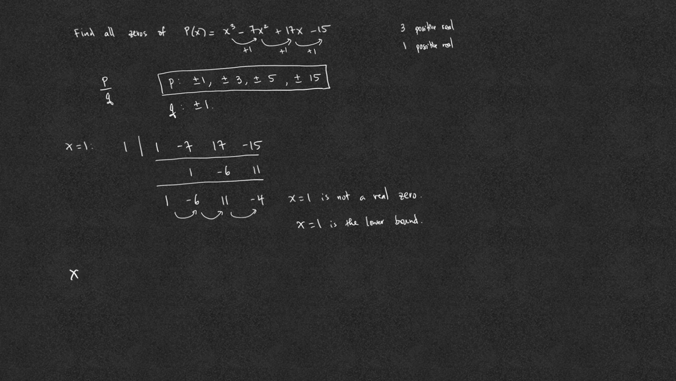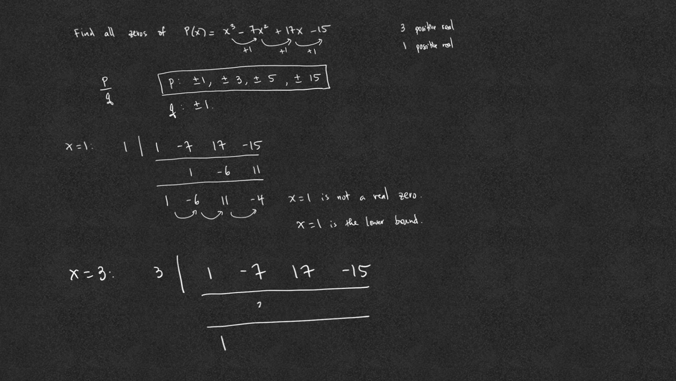The next one is x equals 3. k is 3. And we write the coefficients of the polynomial: 1, negative 7, 17, negative 15. And we bring down 1. 1 times 3 is 3. Negative 7 plus 3 is negative 4. Negative 4 times 3 is negative 12. 17 plus negative 12 is 5. 5 times 3 is 15. Negative 15 plus 15 is 0. This means x equals 3 is a real zero of p of x.